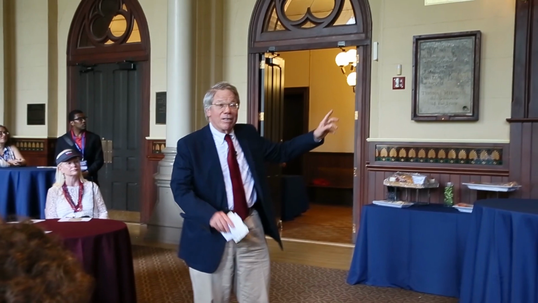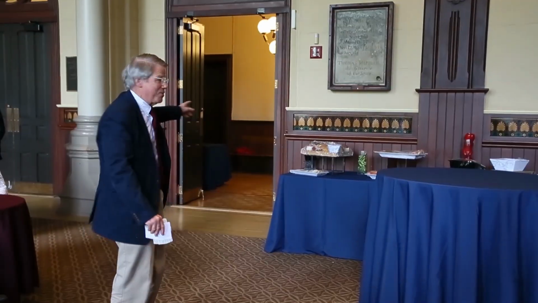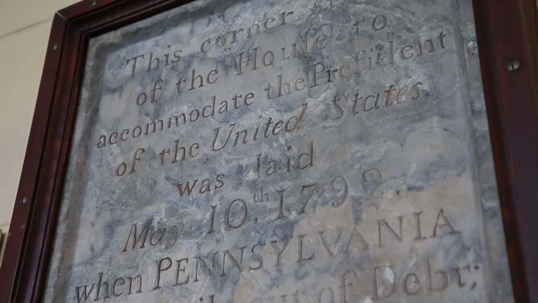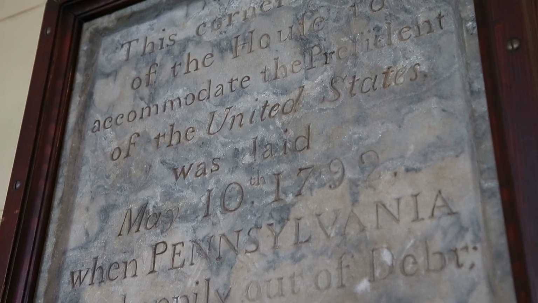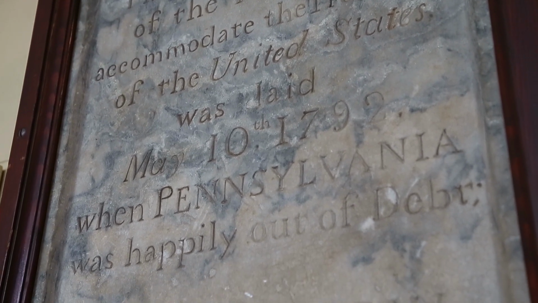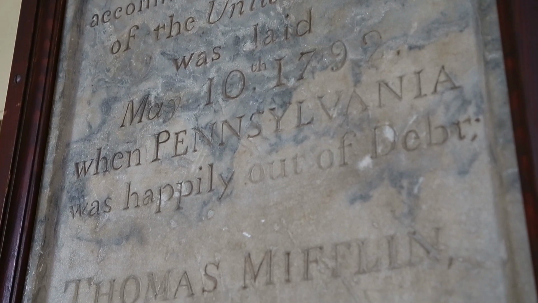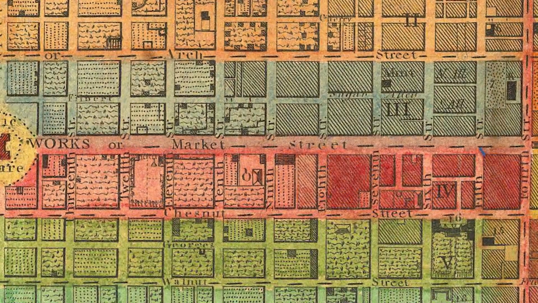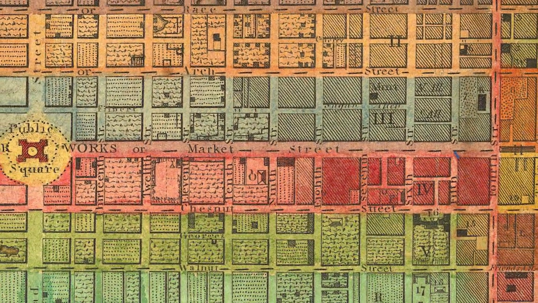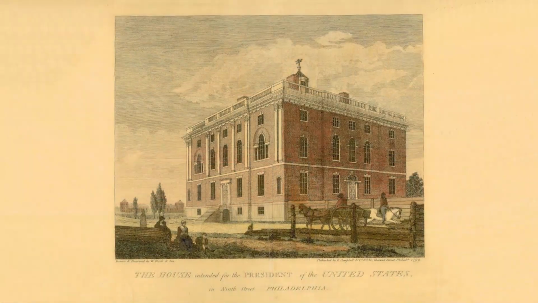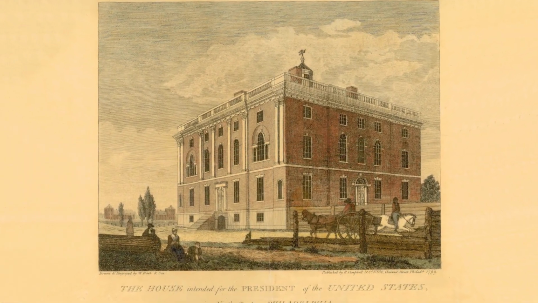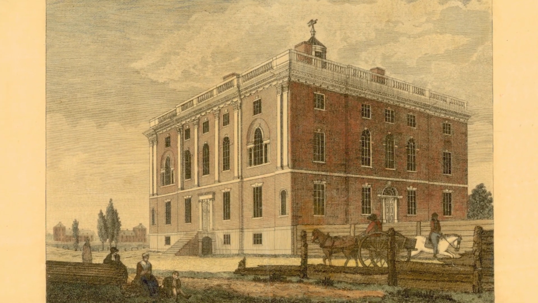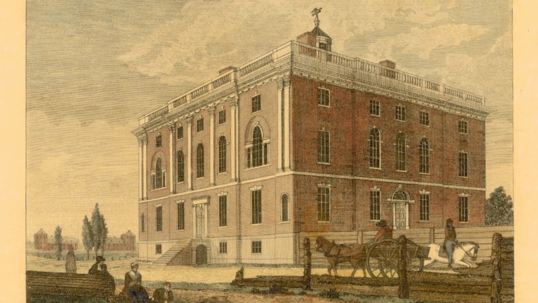Sir, can you come forward and read this stone? "This cornerstone of the house to accommodate the President of the United States was laid May 10th, 1792, when Pennsylvania was happily out of debt." We built a house on 9th Street, which was beyond the edge of the city. The real estate was very cheap. And we invited first George Washington and then John Adams to live in it. These were gentlemen who knew a bribe when they saw one and did not accept it. And so the building stood derelict.